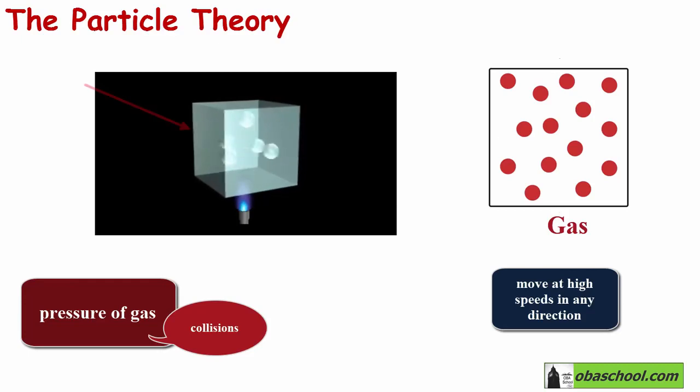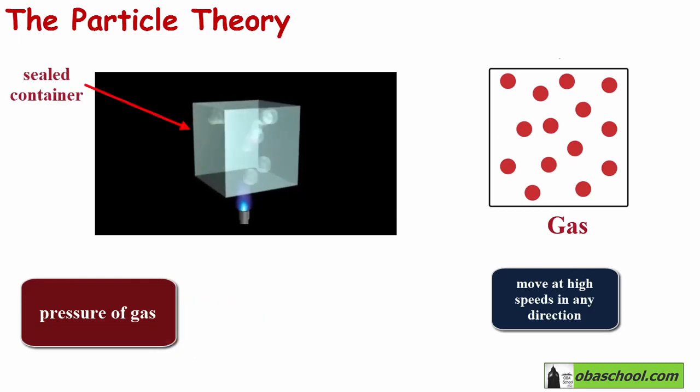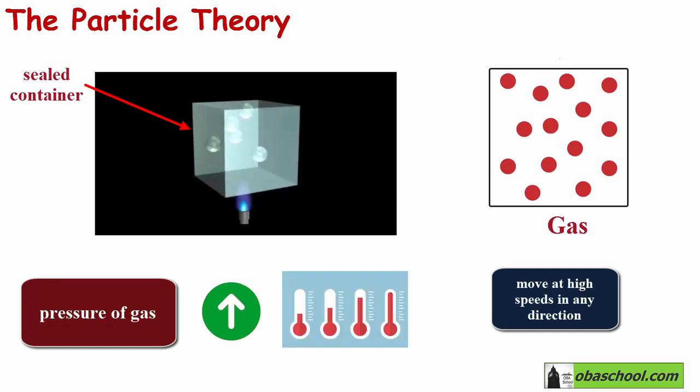And this means that in a sealed container, so in a closed container, the pressure of the gas will increase as the temperature increases. And that's because as the temperature increases, the particles will move faster and they will have more energy. So the collisions will be more energetic and thus the pressure will increase.